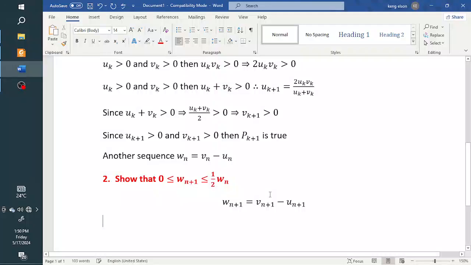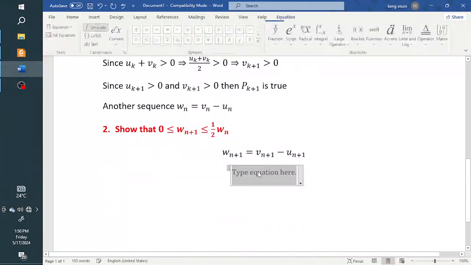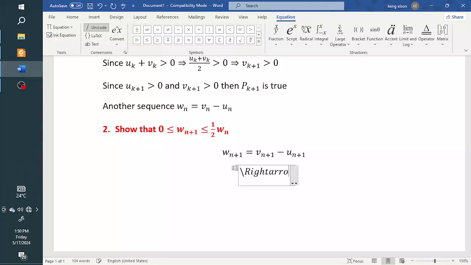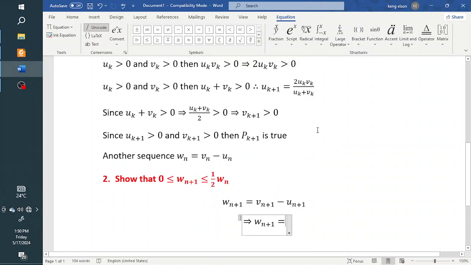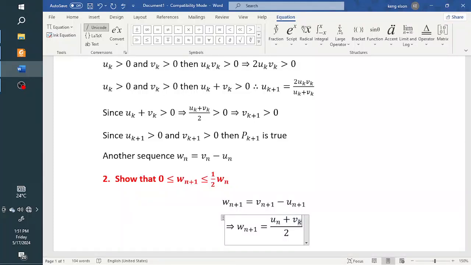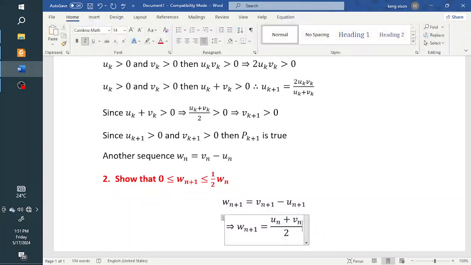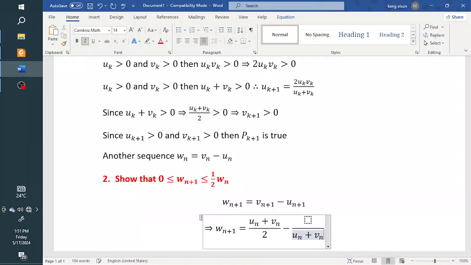Now if we try to simplify, you realize that w_{n+1} will be equal to, now what is v_{n+1}? v_{n+1} is just this. Okay, v_{n+1} is (u_n + v_n) divided by 2, minus, what is u_{n+1}? u_{n+1} in the denominator is u_n + v_n, and in the numerator is 2 u_n v_n.